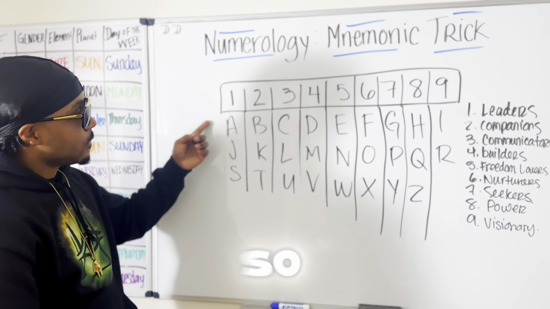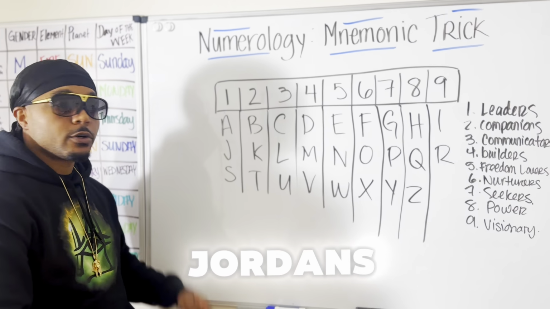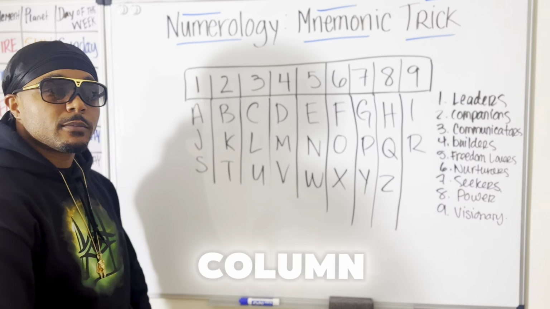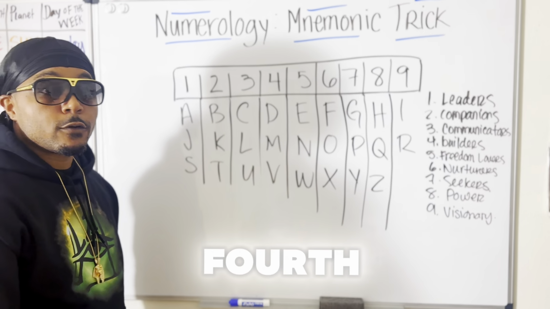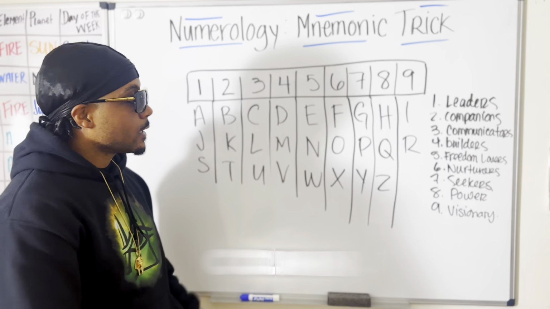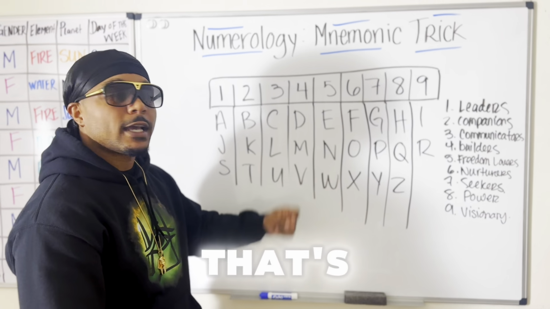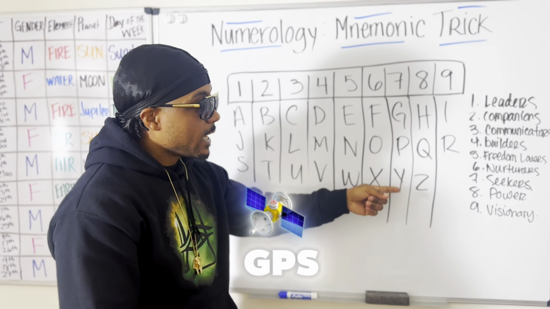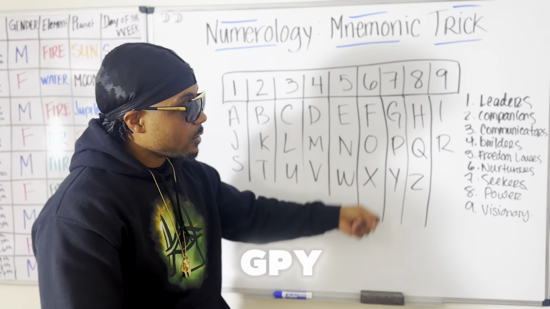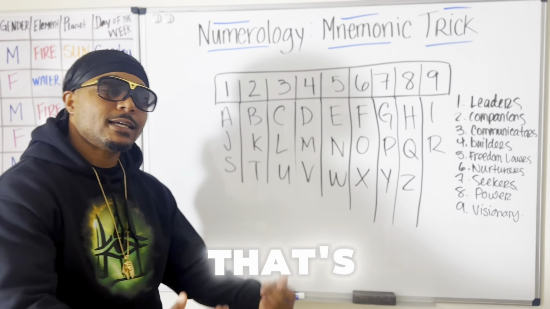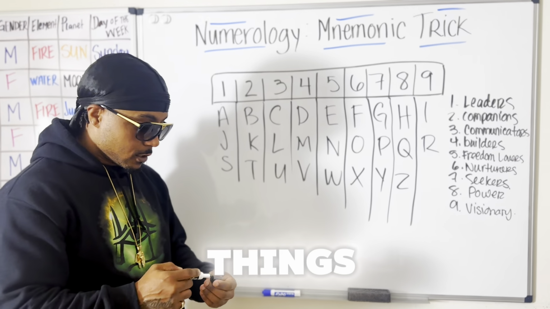So the one column, that's Air Jordans. The 2 column, that's B2K. The 3 column, the board game Clue. The 4th column, that's the Department of Motor Vehicles. The 5th column, NEW, that's new. Fox, GPS, which is GPY, headquarters, and IRS. That's how I like to simplify things.